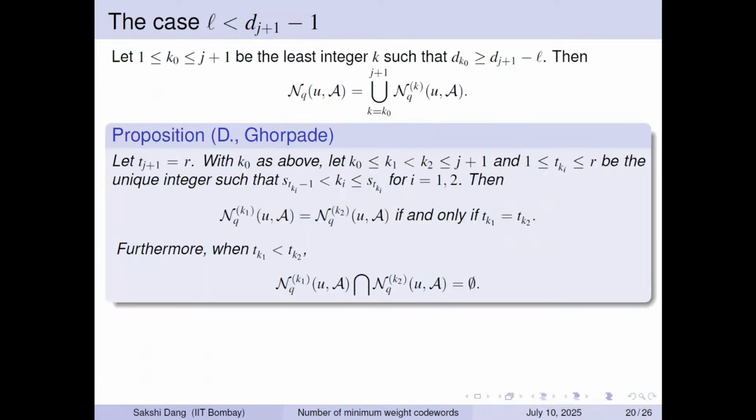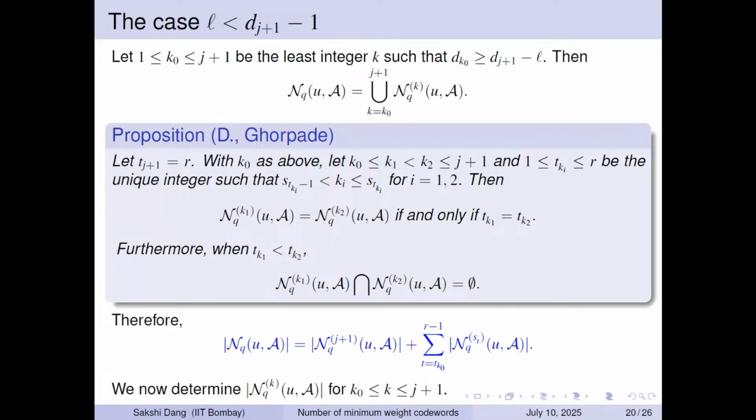In the case when L is strictly less than d_{j+1}, we have N as a union of N_k's. But whenever we take two integers k1 and k2 between 1 and j+1, if they belong to the same block, these sets are identical, and if they belong to different blocks, the sets are disjoint. So this union basically turns out to be an equality, and therefore the total number of minimum weight codewords is the summation of N_{j+1} plus counting once for each of the blocks from the first to the (r-1)th block.